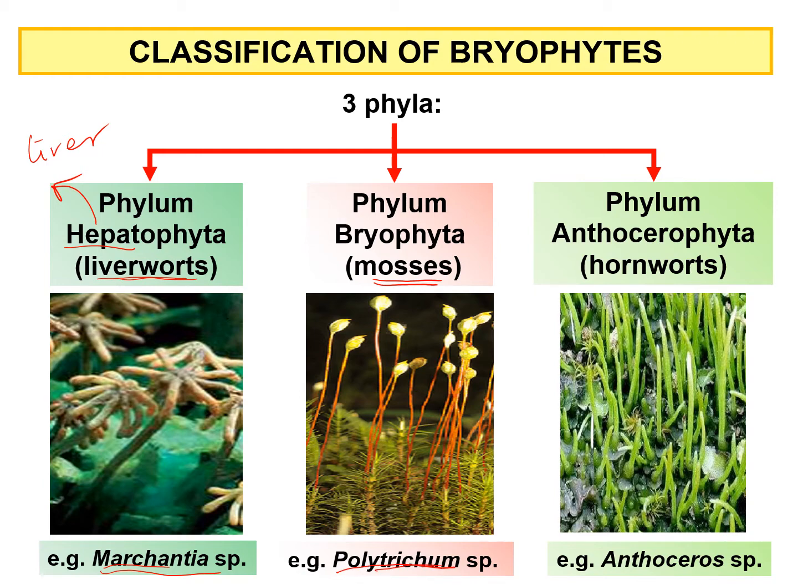While Anthocerophyta, antho ni biasa related to tanduk, horn. Okay, sebab apa dia ada struktur ni yang macam tanduk? Sebab tu nama dia Anthocerophyta. Jadi hornworts. Anthoceros, lumut tanduk bahasa Melayu dia ni, lumut hati bahasa Melayu dia, lumut hati. Kan nampak perkataan dia berkaitan, liverworts, hepatophyta.